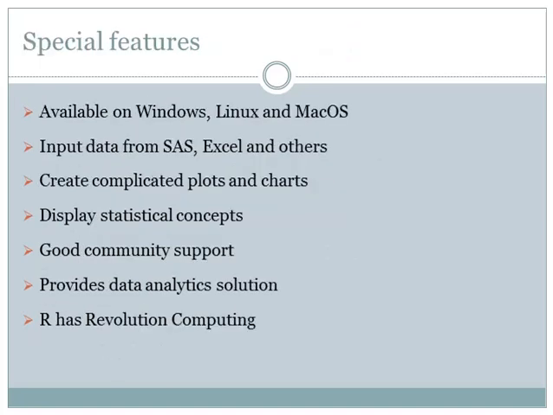Let's understand the special features of R. So here are some of the special features of R tools. R is available for Windows, Linux and Mac OS platforms, and R lets you input data from SAS, Excel, SPSS, Stata and others. R is an excellent tool for creating complicated plots and charts which will be of great quality. R lets you display statistical concepts by means of animations, and R can be embedded in Excel. This will provide you with a whole new range of statistics and graphical properties.